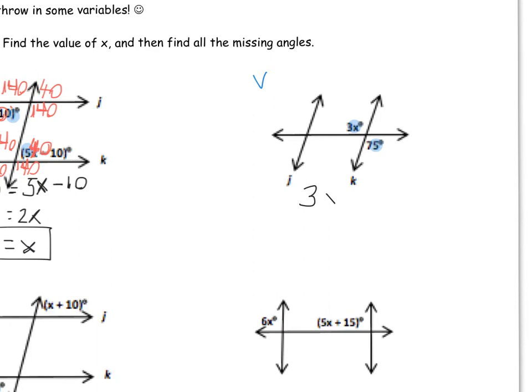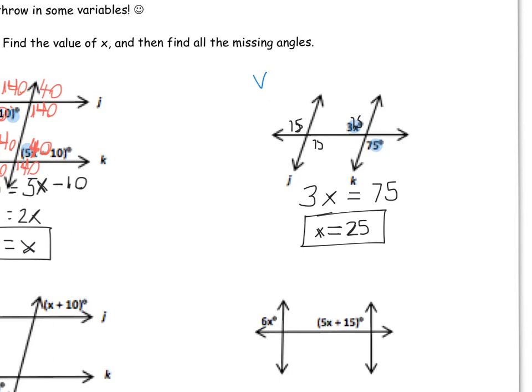3x equals 75. So x equals 25. So 75, 75, 75.